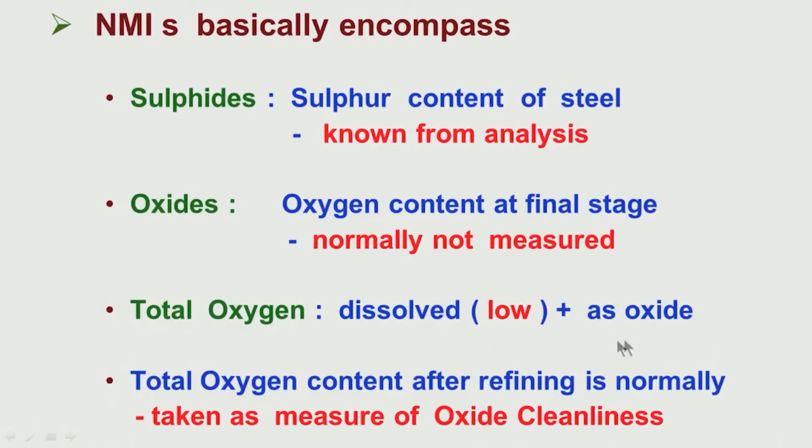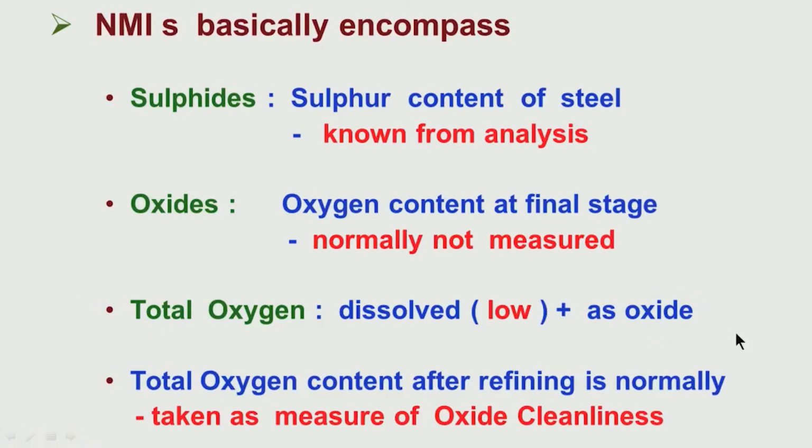So, the total oxygen is basically oxygen present in dissolved state plus oxygen present in oxides. Now, if the dissolved oxygen is very low, say total oxygen is 30 ppm, and we know the dissolved oxygen after good killing is less than 5 ppm. Dissolved oxygen, incidentally, is possible to measure in steel at the time of steel making.